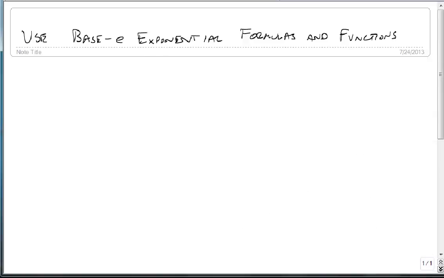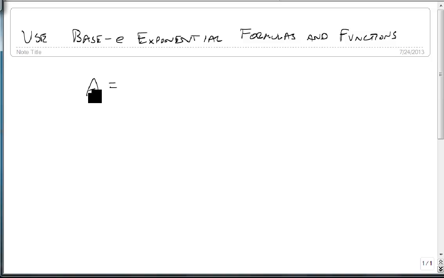We are now going to talk about how we use base E exponential formulas and functions and their applications. One of the few E formulas that we'd like you to learn and to use is the compounded continuously equation. This is similar to compounded interest problems, but every second it's being compounded.